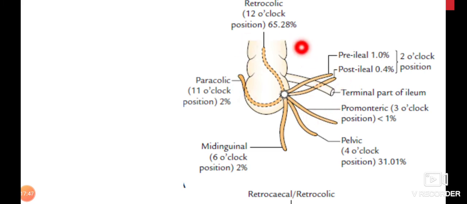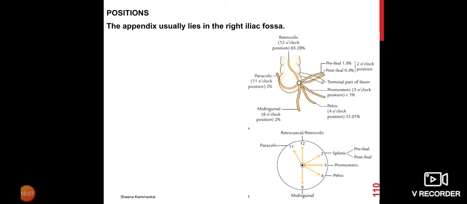If you consider this as a clock, the appendix can be present at the 12 o'clock position, 2 o'clock, 3 o'clock, 4 o'clock, 6 o'clock, or 11 o'clock position. So the tip of the appendix can be present at different positions.